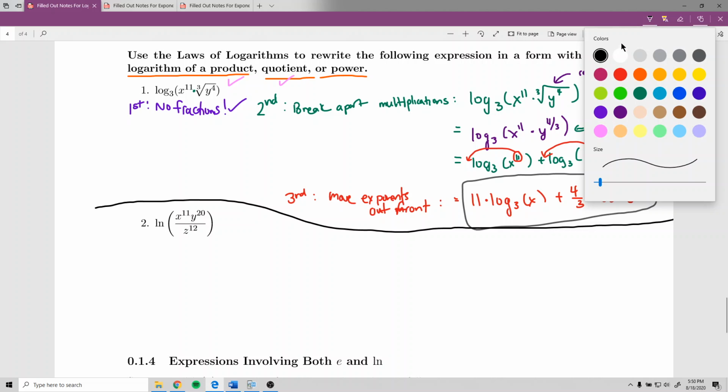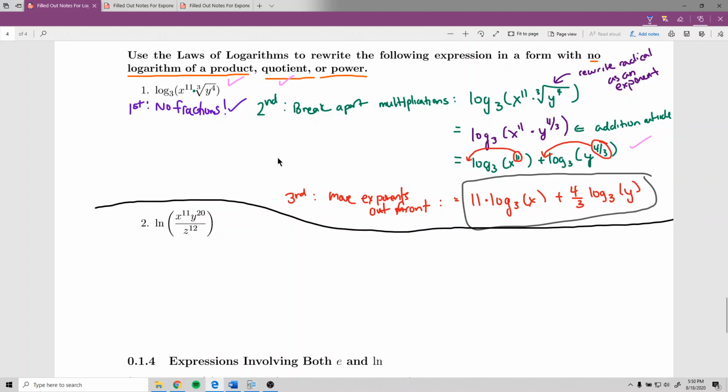All right, so the third one is one where we'll just have to do that first step as well. We have to take care of fractions. So the first thing we're going to do here is split up the fraction. We have ln of x to the 11th times y to the 20th over z to the 12th. And remember the subtraction rule, division becomes subtraction, division inside.